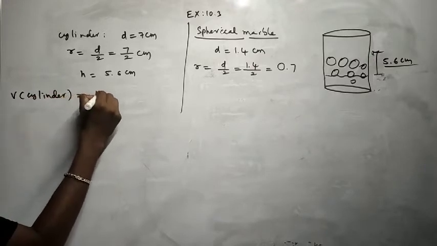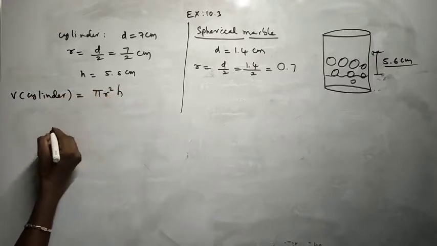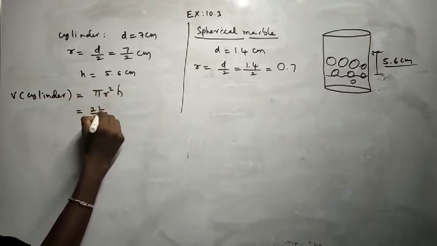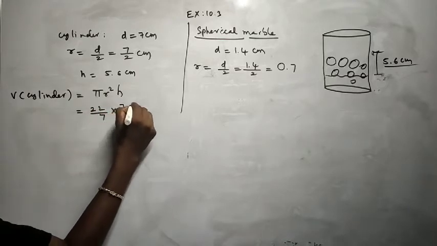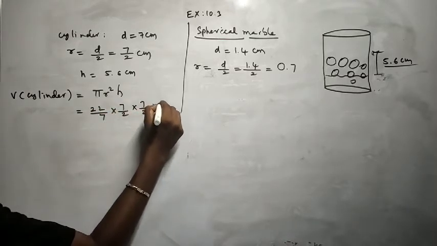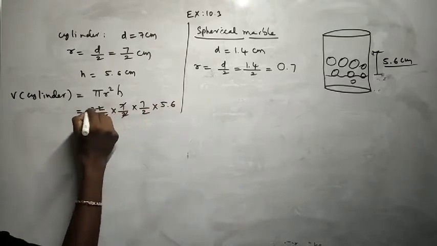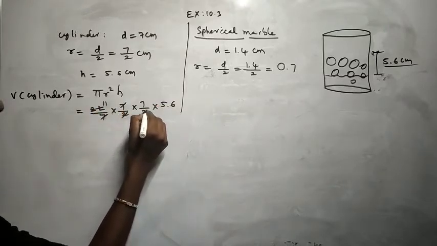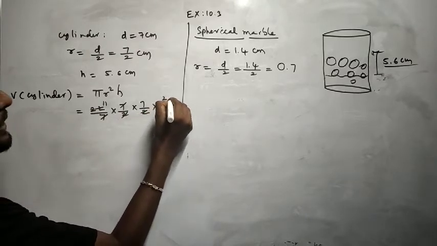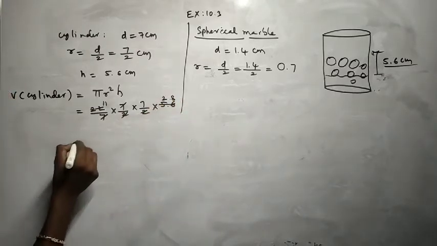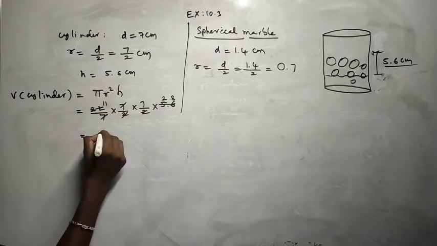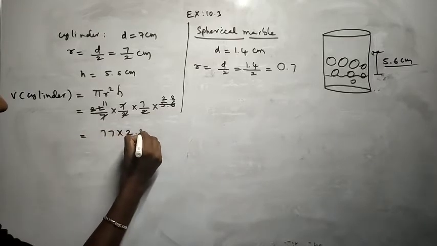Volume of the cylinder we take as pi r square h. Then pi value 22 by 7, r value 7 by 2, 7 by 2, height value 5.6. 7 gets cancelled, 11 times 2.8. So simply we'll write 77 into 2.8.